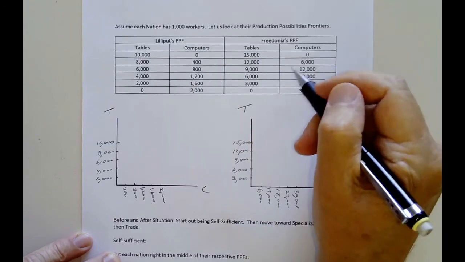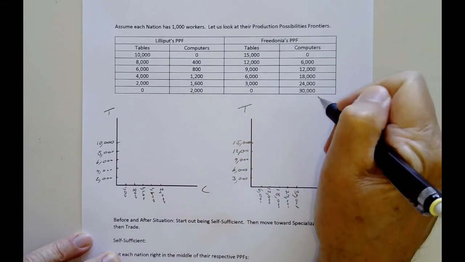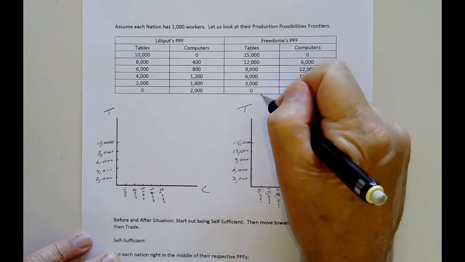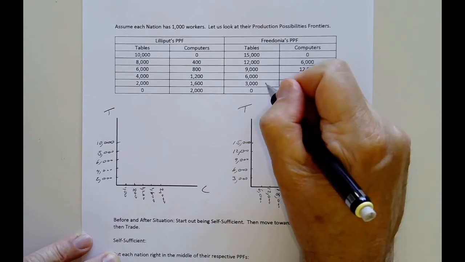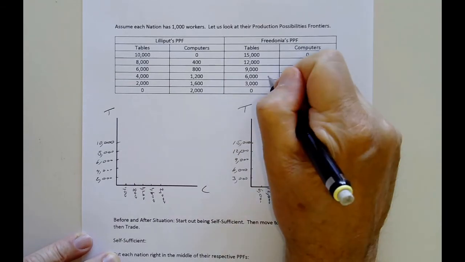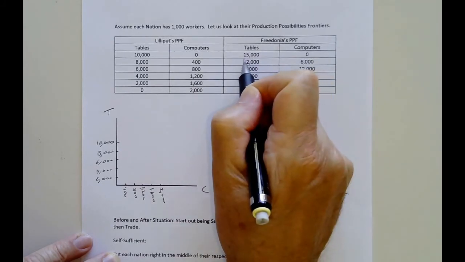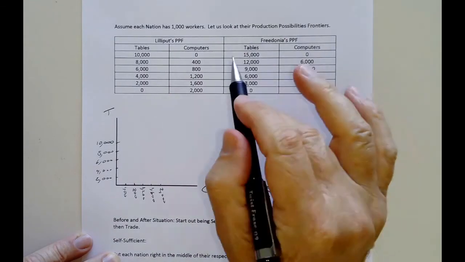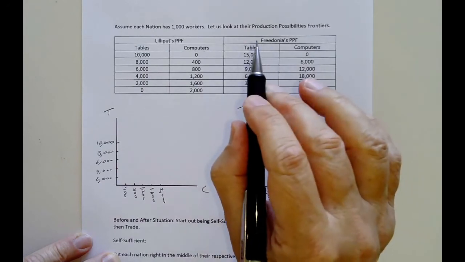Over here, if we're going to be producing tables going in this direction, if we have all of our workers making computers, remember each worker can make 30 computers. That's 1,000 workers, that's 30,000 computers. If they're going to be making some tables, remember the cost of each table is 2 computers, really high. And so if they make 3,000 tables, they have to give up 6,000 computers. 3,000 tables, 6,000 computers, and so on, until we get to the other extreme when all the workers are now making tables. So what we have here is constant cost. The cost is constant all the way up and down the frontier.